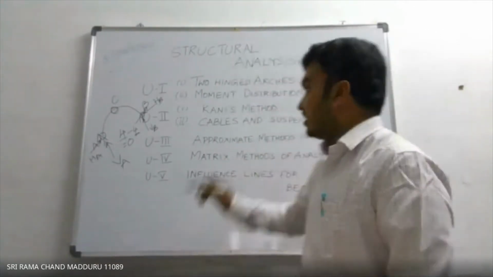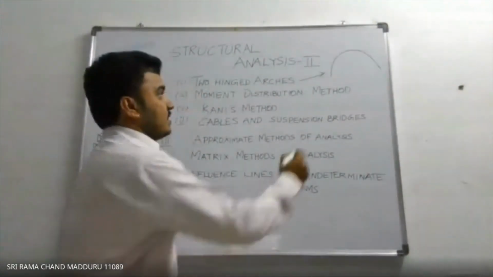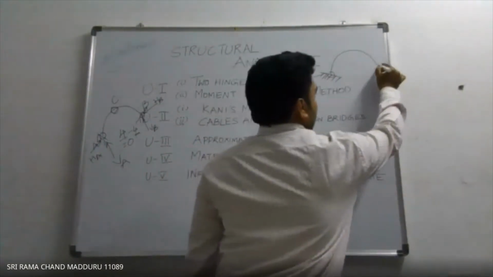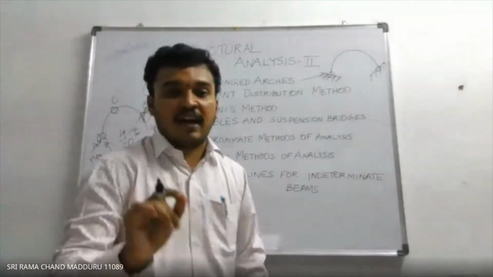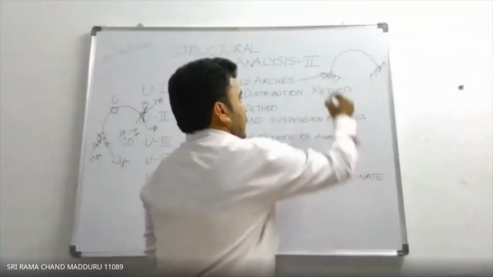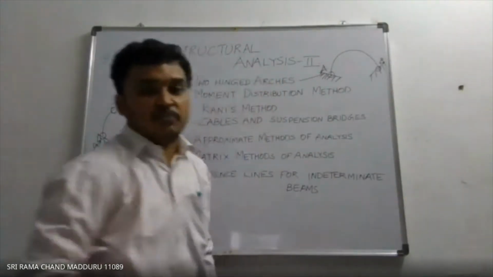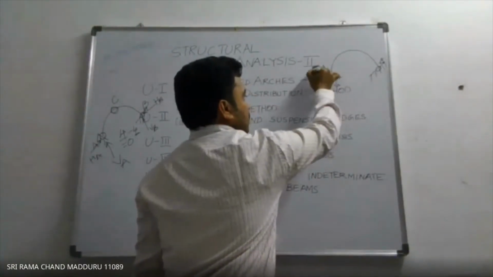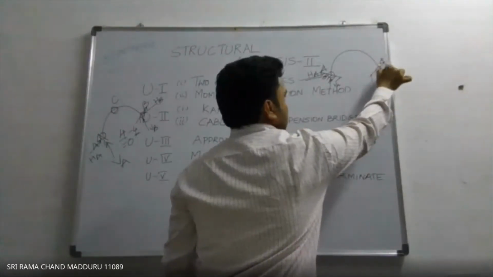Whereas coming to two-hinged arches, in this two-hinged arch, if you observe, it will be like this. The hinges are provided at the springings. Remember the terminology we used in our class: we call the supports of an arch springings. So the reactions at A and B, the two hinges are provided at the springings. Here vertical force VA is there, and horizontal force HA is there, and here vertical force VB is available, horizontal force HB is available.